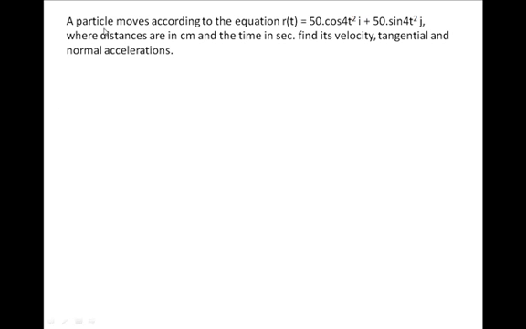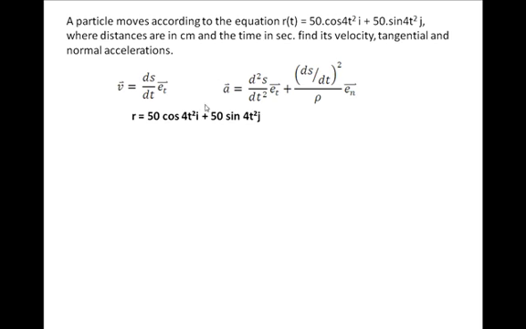Now next problem. It says a particle moves according to the equation r(t) is equal to 50 cos 4t square i plus 50 sin 4t square j, where the distances are in centimeter and the time is in second. Find velocity, tangential and normal acceleration. Alright, we have our equations. We are not bothering about rho because it's a circular path. This equation tells us it's a circle. So R is clearly 50. The rho is clearly 50.